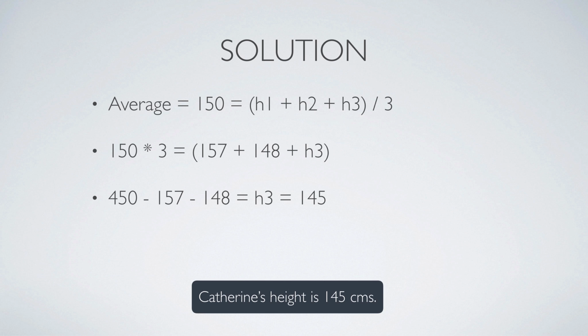So as the solution goes, the average is 150, which would be the individual heights divided by 3. So 150 times 3 would be the heights put together, which would be 157 plus 148 plus the unknown height of Catherine, which is h3. So if you subtract the known heights of Anna and Bridget from the total, which is 450, then you could find Catherine's height to be 145 centimeters.